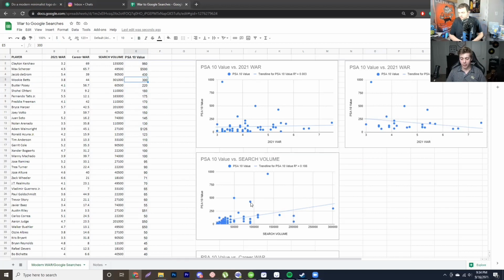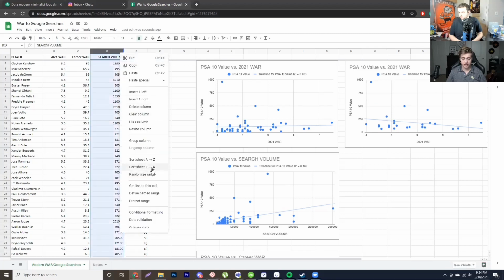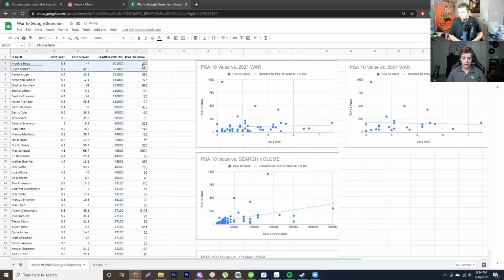I have to look at the other ones too. I think they are Scherzer and also Jacob deGrom, way above here under some of these batters that performed extremely well. I mean, you can see over here by search volume, if we did this by Z to A, Mookie Betts is searched the most. He has 301,000. Next, you have Bryce Harper at 201,000.